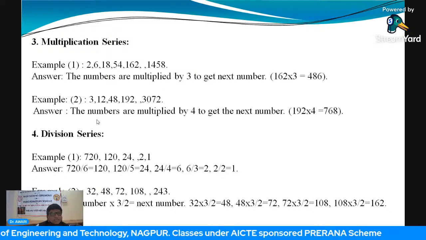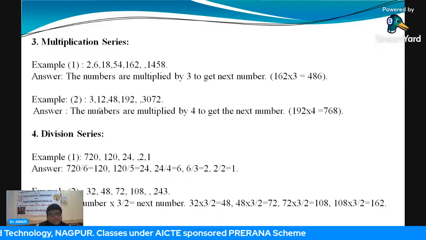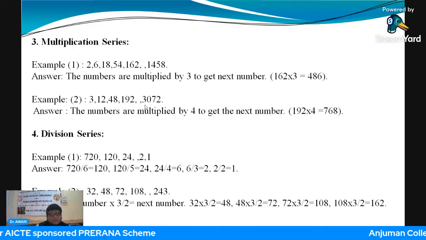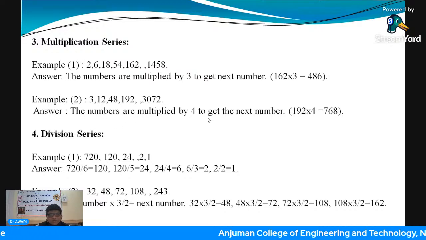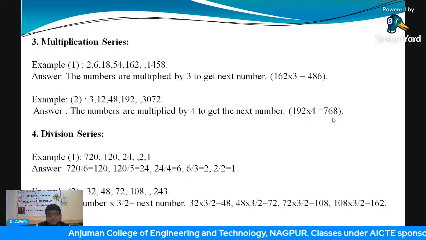Second example: 3, 12, 48, 192, and the missing number is 3072. So the numbers are multiplied by 4 to get the next number, that is 192 into 4 is equal to 768.